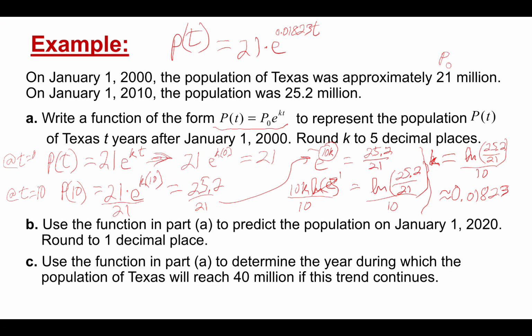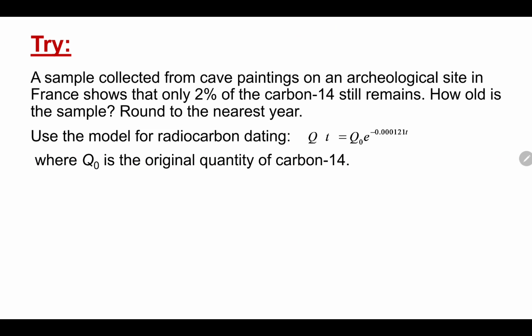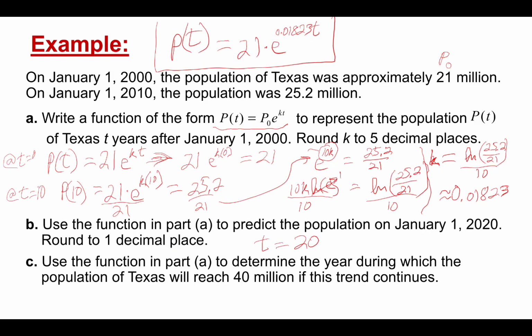So B says use the function that we just developed. So this function, this is A. It takes some work to predict the population in January 1st of 2020. So again, all we're doing is saying t is equal to 20. I'm going to plug it in, but I'm actually just going to use the equation. I can just use it as is now, or my expression, and I just replace the t with 20.